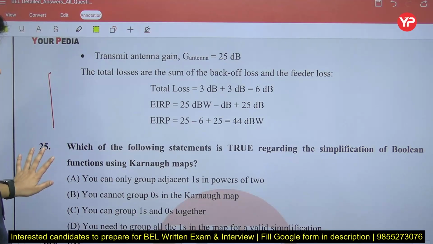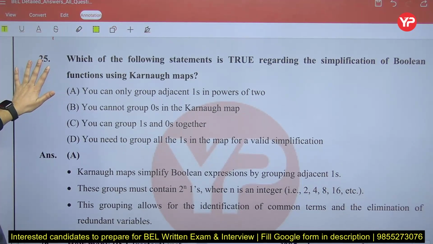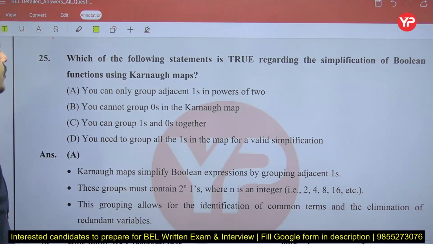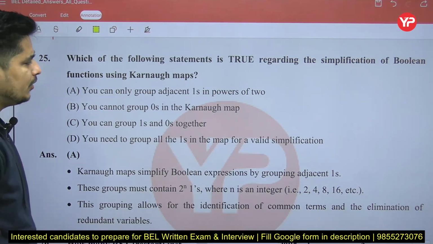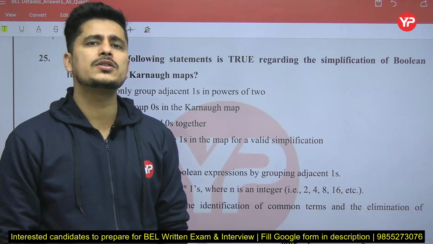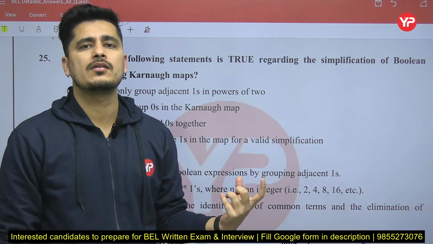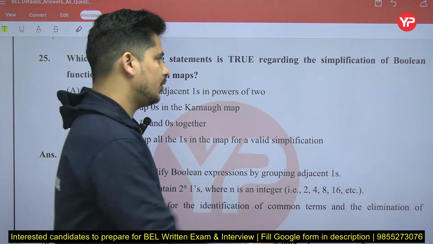Which of the following statements is true regarding simplifying a Boolean function using K-map? If you are doing the minimization of a Boolean function by using K-map, we generally make groups of ones in powers of 2, that is, 2 raised to power n.